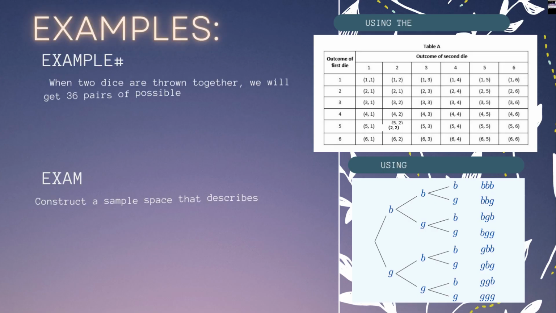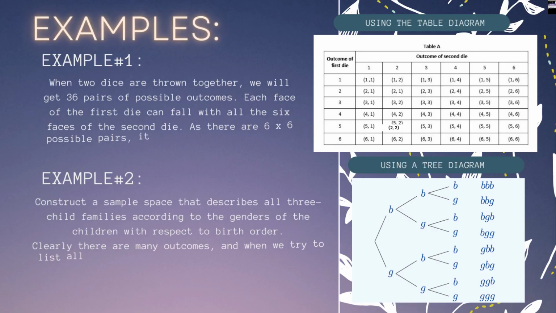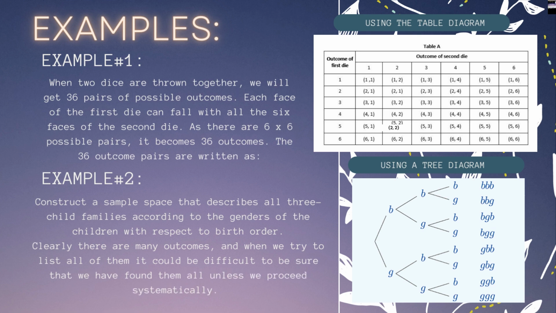Example number 1. When two dice are thrown together, we will get 36 pairs of possible outcomes. Each face of the first die can fall with all the 6 faces of the second die. As there are 6 by 6 possible pairs, it becomes 36 outcomes. The 36 outcome pairs are written as.